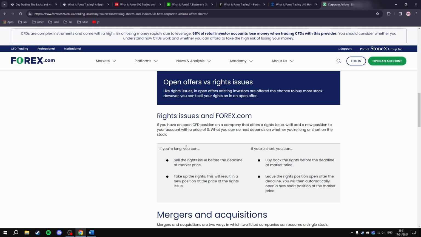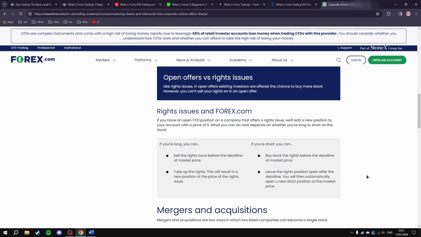If you're buying, you can sell the rights issue before the deadline at the market price. Take up the rights. This will result in a new position at the price of the rights issue. If you're selling, buy back the rights. Leave the rights position open after the deadline. You will then automatically open a new short position at the market price.